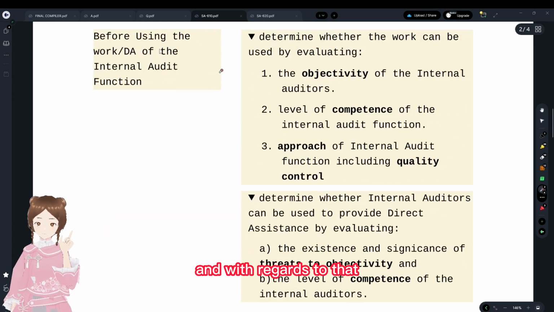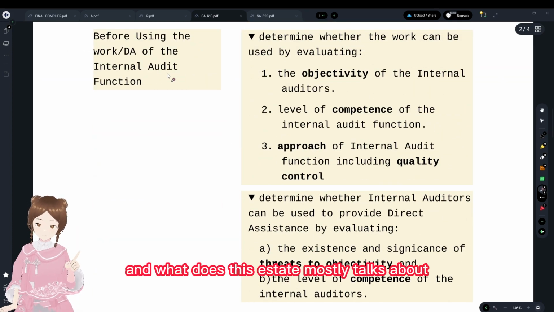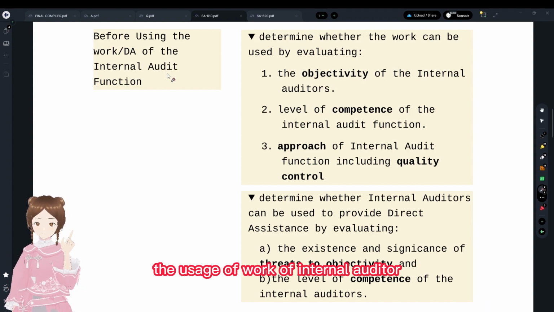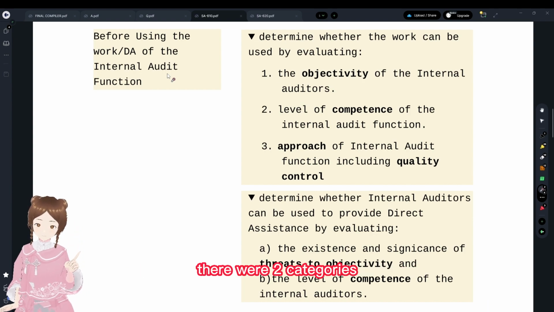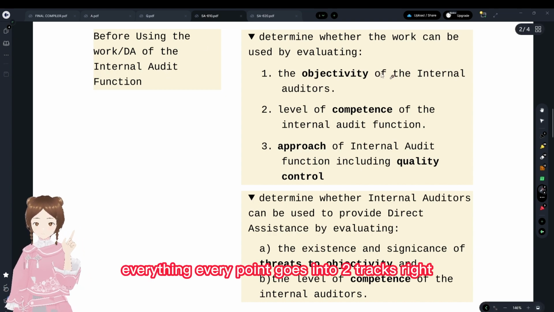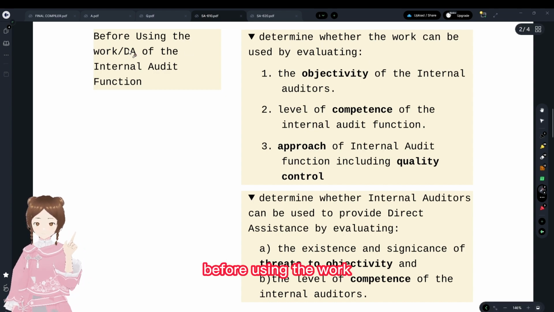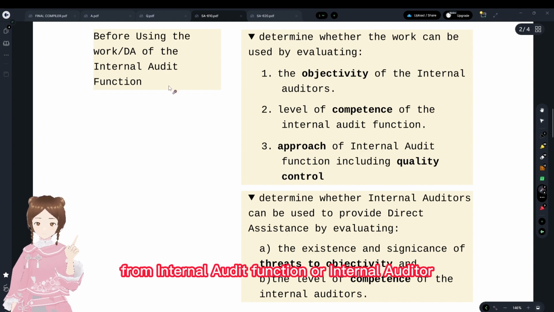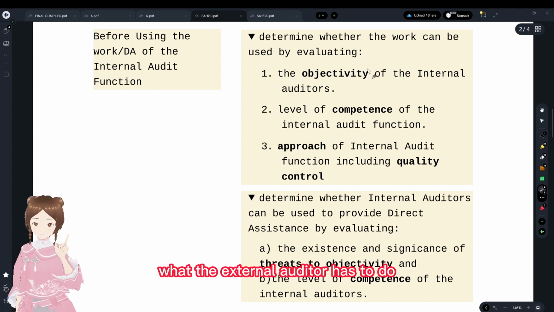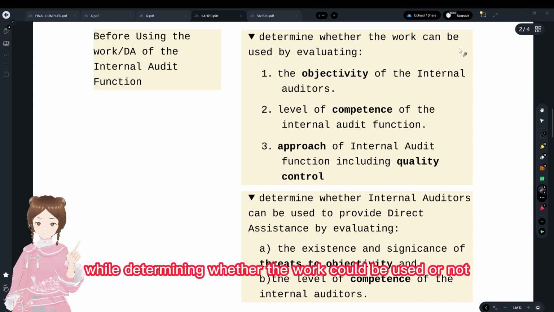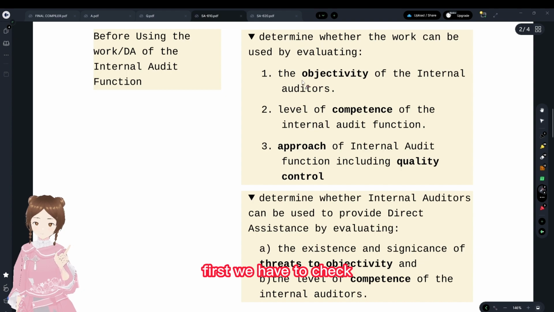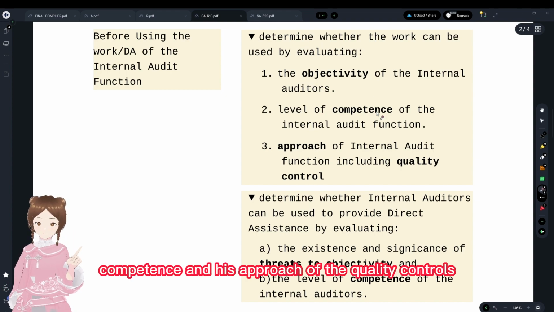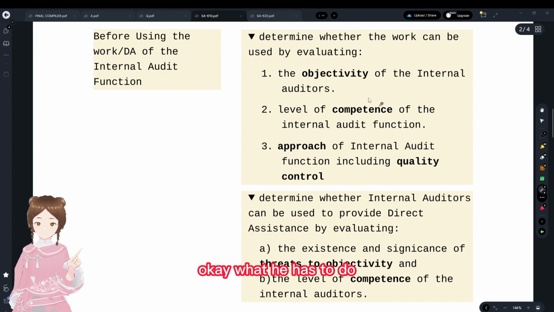And this standard mostly talks about the usage of the work of the internal auditor or taking direct assistance. There are two categories. Every point goes into two tracks, right? First thing, before using the work or before taking direct assistance from the internal audit function or internal auditor, what the external auditor has to do while determining whether the work could be used or not. First, he has to check objectivity, competence, and the approach to quality controls.